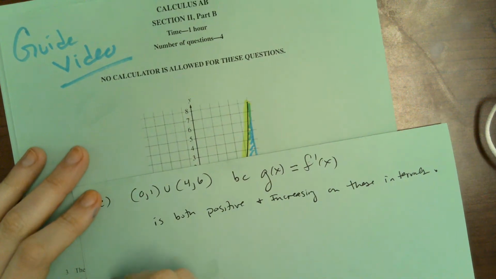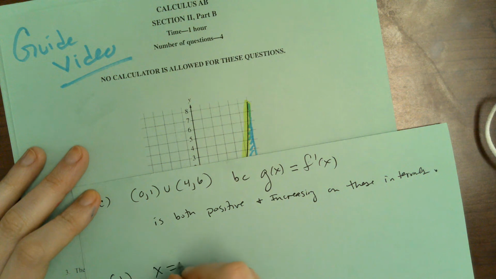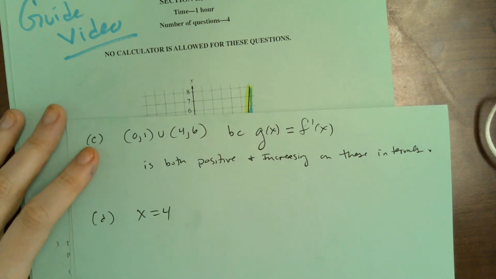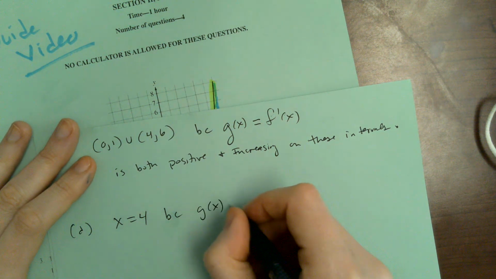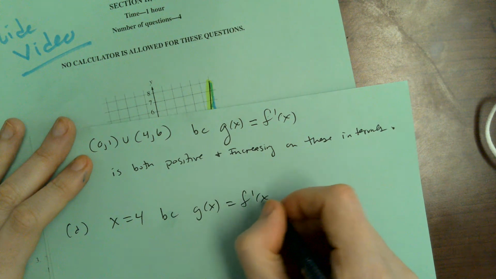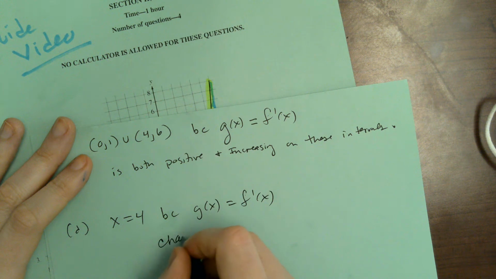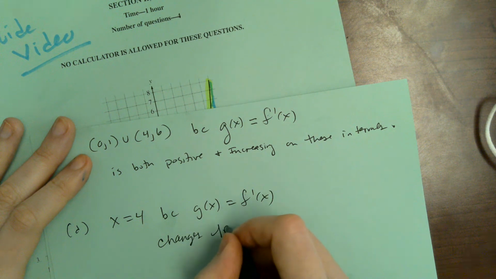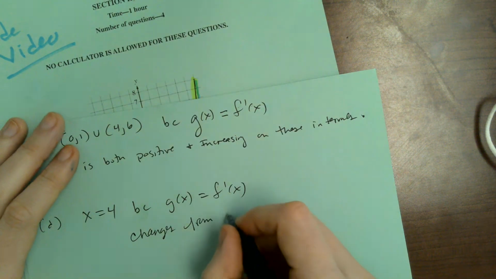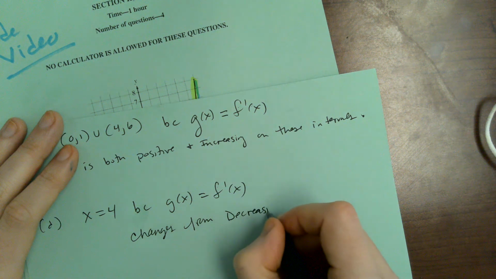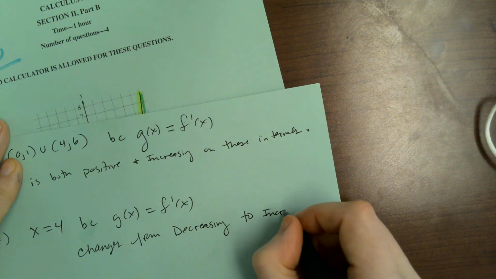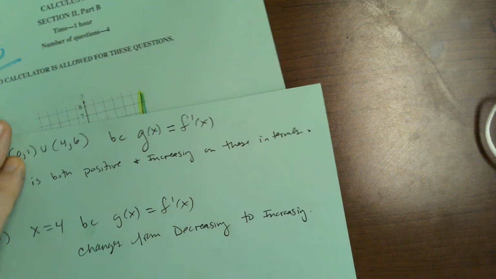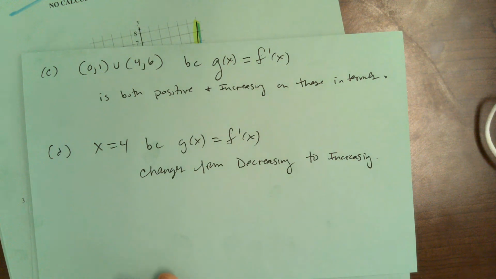So for part D, x equals 4 because g of x, which is equal to f prime of x, changes from decreasing to increasing. Okay, that's how they explained it.